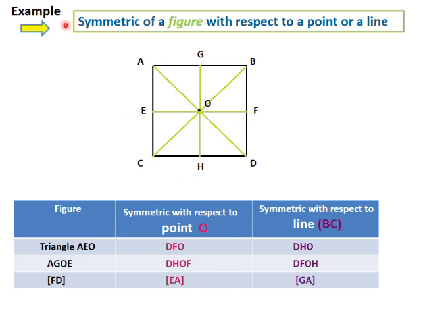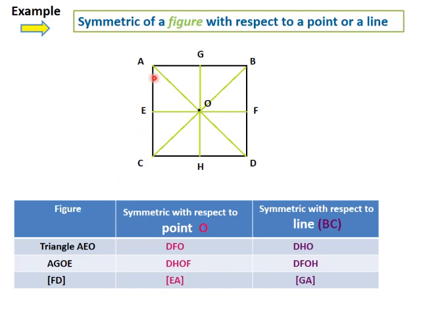Let us take an example by finding the symmetric of a figure with respect to a point or a line. Given square ABDC, the diagonals AD and BC intersect at point O. Points G, F, H, and E are the midpoints of segments AB, BD, DC, and CA, respectively. We are going to find the symmetric of triangle AEO with respect to point O. In order to find it, we have to find the symmetry of each point one by one.